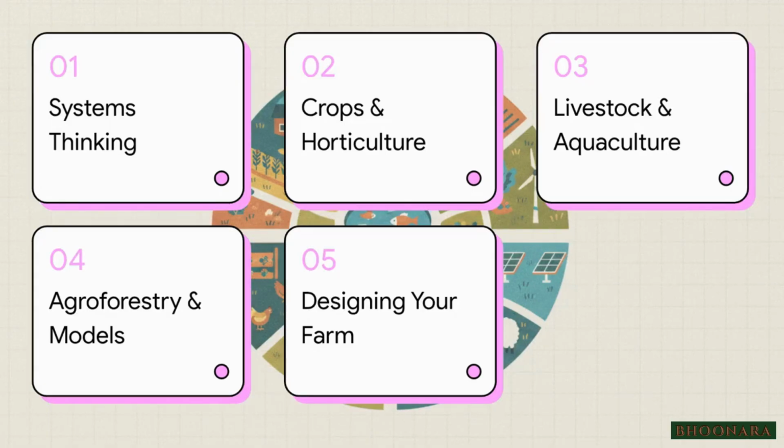Okay, let's dive into this. Here is our roadmap for today. We'll start with the systems thinking paradigm, move into synergies with crops and horticulture, then explore integrating livestock and aquaculture. After that, we'll look at agroforestry and real models, and finally, designing your integrated farm.